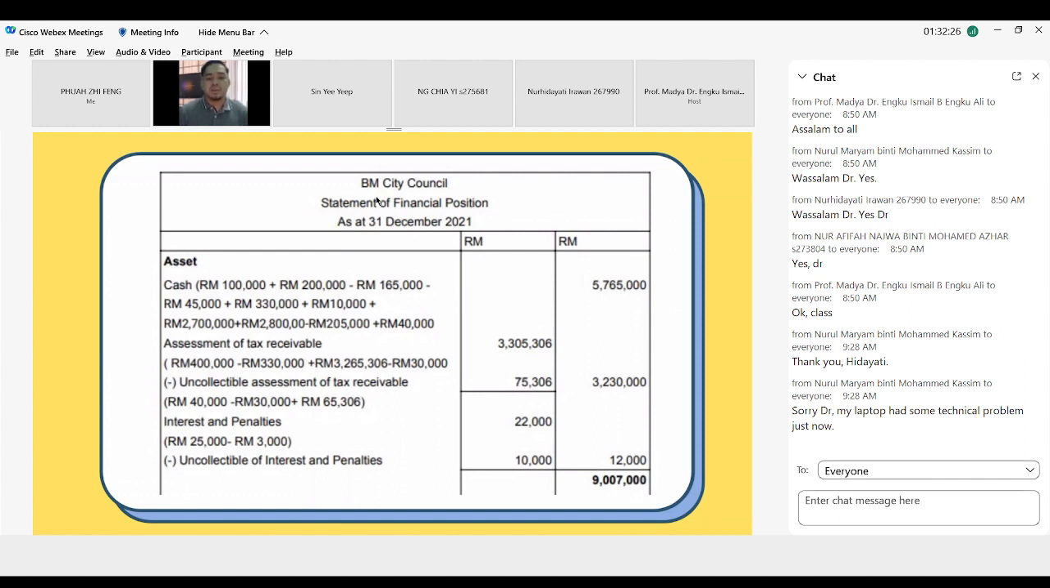For the assessment of tax receivable, it is the same. 400,000 we get at the trial balance, and the adjustment we will refer to the journal just presented by the previous group. So for assessment of tax receivable, we will get 3,305,306 ringgit. And we will deduct the uncollectible assessment of tax receivable, which is 75,306, and we will get 3,230,000. So the third item is interest and penalties. We will get 22,000, and we will deduct the uncollectible of interest and penalties, which is 10,000, and we will get 12,000. So the total asset will be 9,007,000.